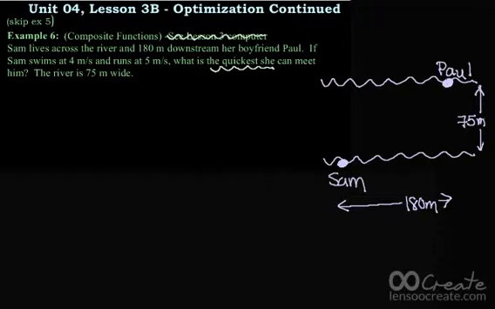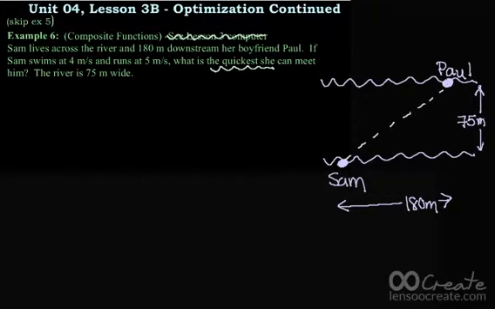So what we have here at the right is a diagram of the situation. We've got Paul across the river from Sam. The river is 75 meters wide, and their houses are 180 meters apart, just looking straight down the river. So we have lots of options here. She could swim straight to Sam.